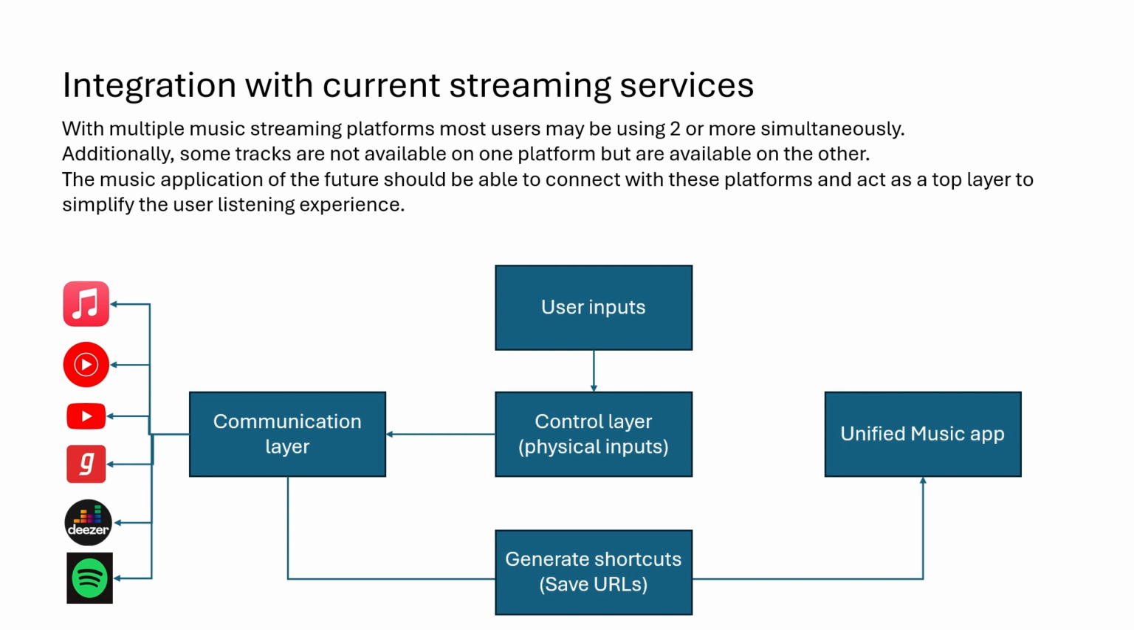So, if a user were to put in an input to a song that's playing on whatever application they are, if a communication layer is able to extract the URL of that song playing on that application and then transport it into a unified music app wherein the categorization and the saving of these songs is more streamlined, this would bring a whole new meaning to what a music app would be capable of.